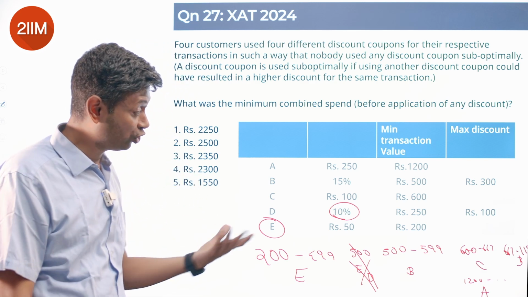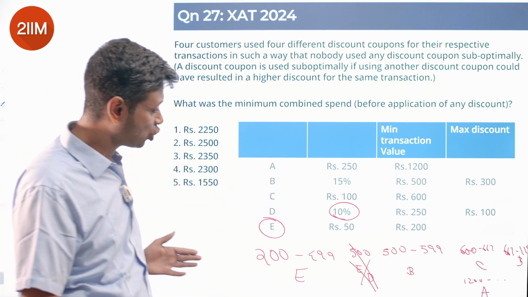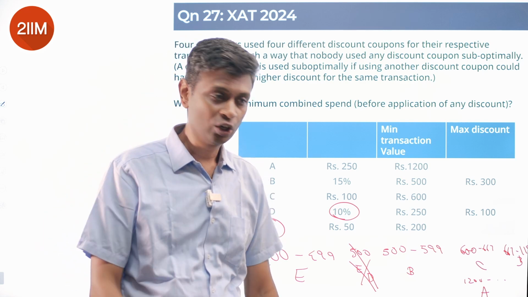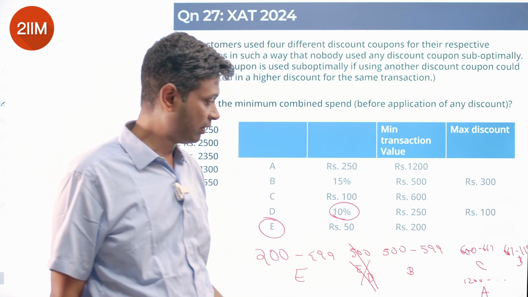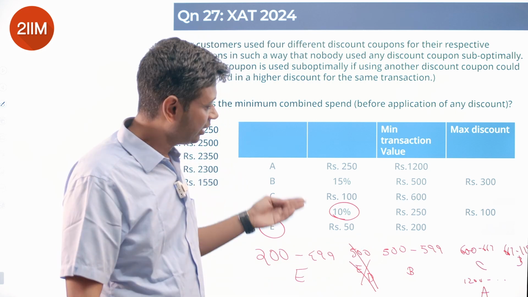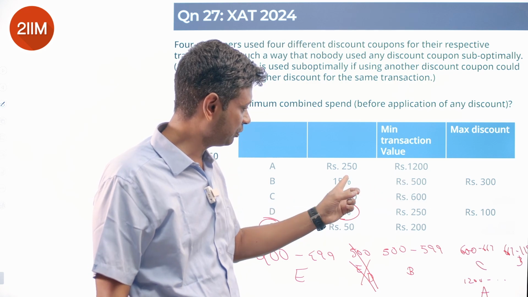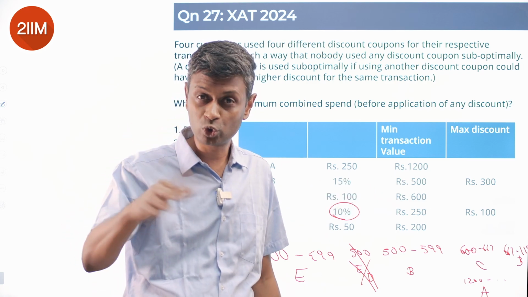So if you notice this, then C is not the best coupon in any range, and D is not the best coupon in any range. 200 to 499, this guy is good. 500 upward, that guy is good. At 10% and capped off at 100, nowhere is he good. The moment it crosses 500, 15% is more than 10%. So D is a useless coupon.